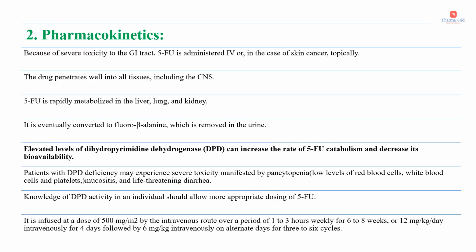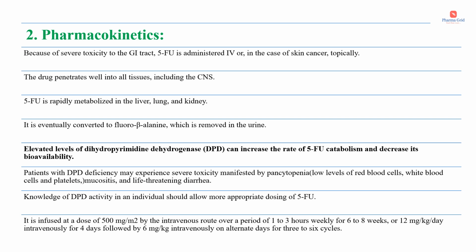Pharmacokinetics of 5-fluorouracil. Because of severe toxicity to the gastrointestinal tract, 5-fluorouracil is administered intravenously or, in the case of skin cancer, topically. The drug penetrates well into all tissues including the CNS. 5-fluorouracil is rapidly metabolized in the liver, lung and kidney. It is eventually converted to fluoro-beta-alanine, which is removed in the urine.